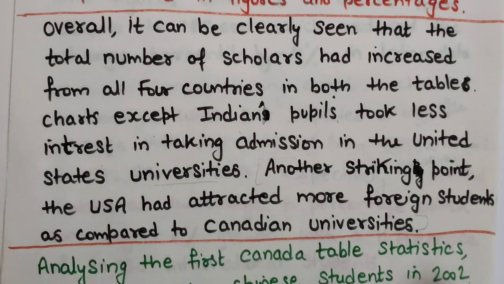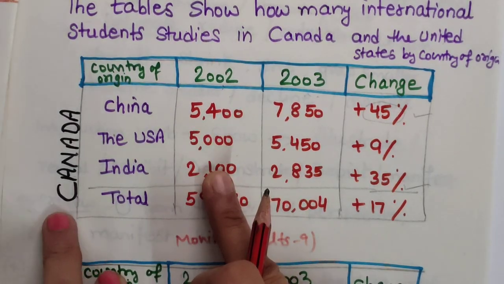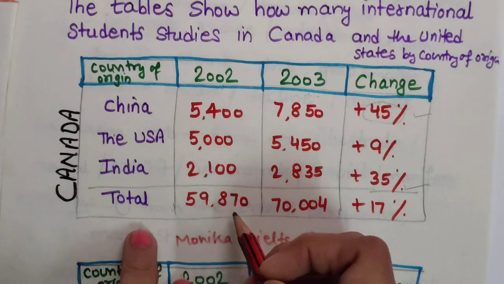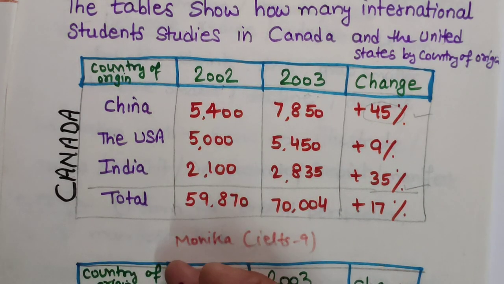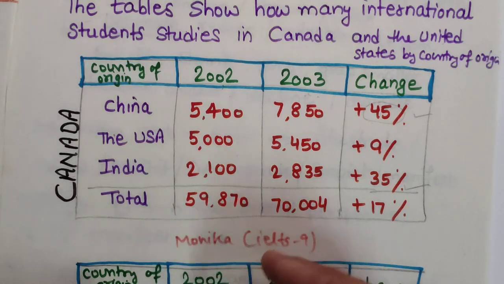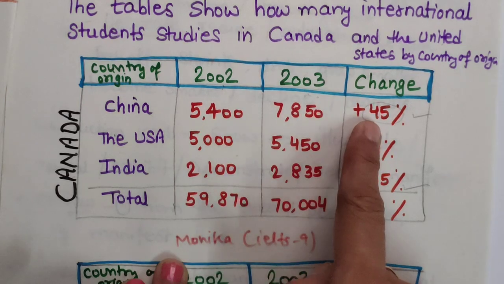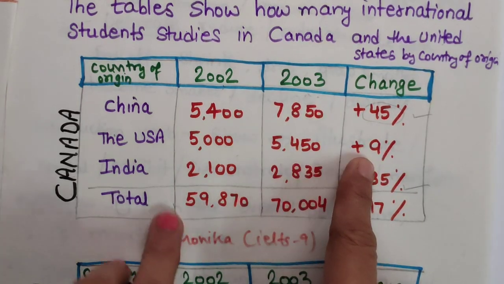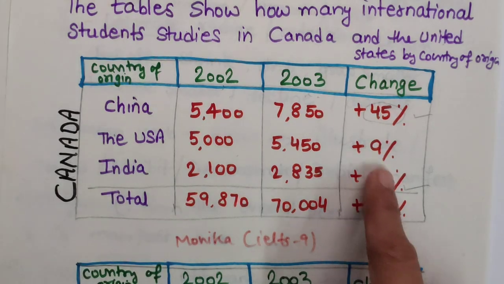Okay, now coming to the body paragraph, body detail 1. How will we write body detail 1 about this chart? We will talk about Canada first. You all are interested in going to Canada for foreign studies. That's why here China is at number 1, second is India, and third is the USA students. Overall, a 17% increment.